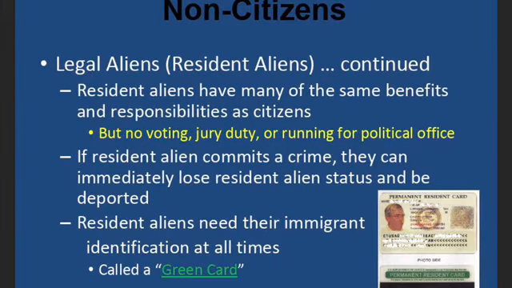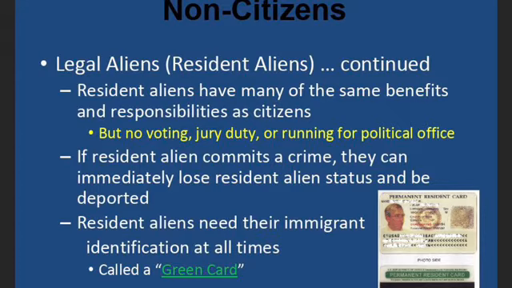Question number 7 asks, what could you ask a resident alien to show you to make sure they were a resident alien? And the answer is a green card. There's a picture of one here on this page. You can see that a green card is there. It's just identification that lets people know this non-citizen is legally here and accepted by the United States.